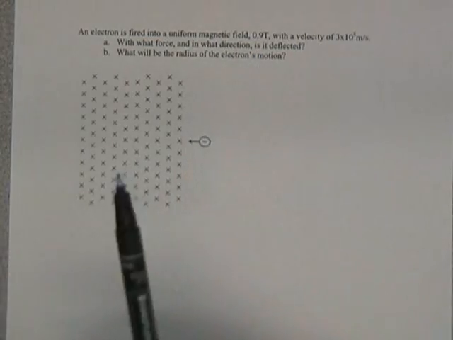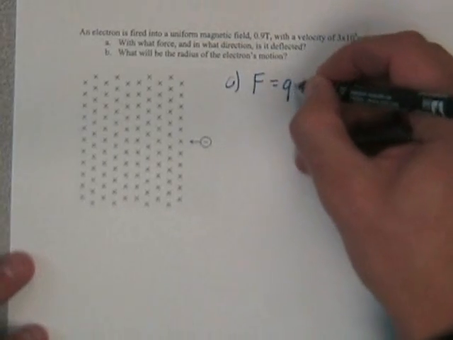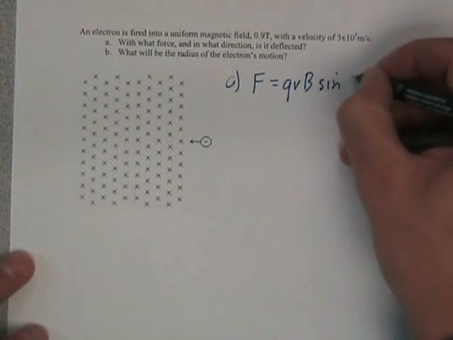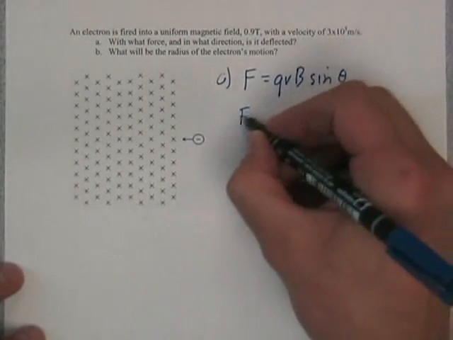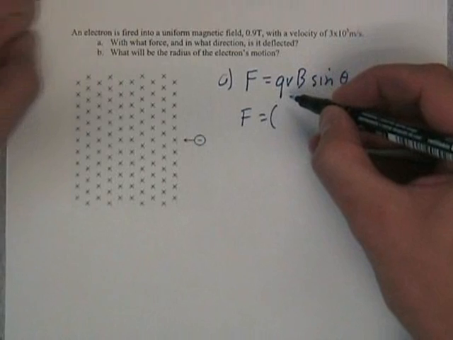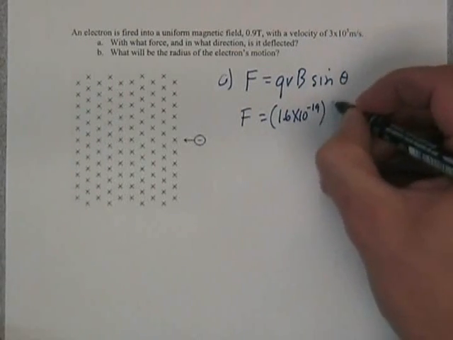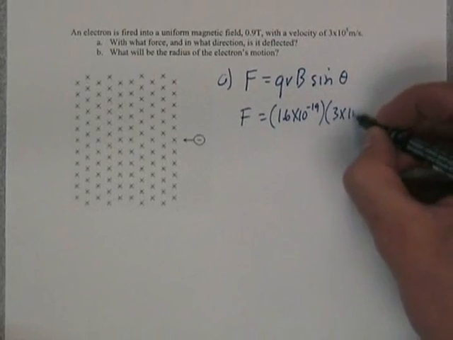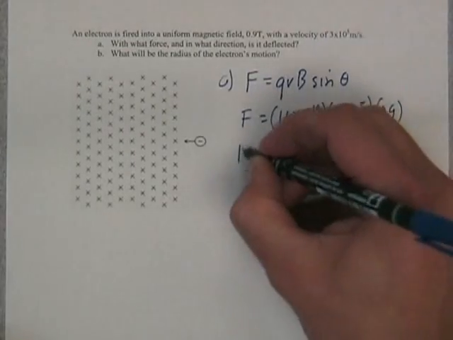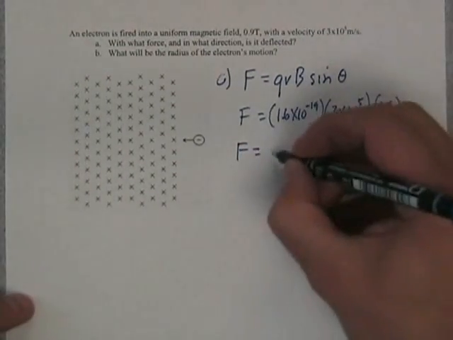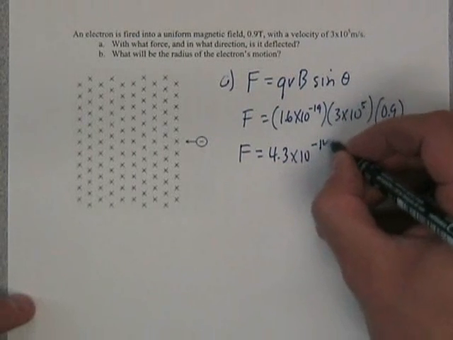Well, the direction we can take care of with our third right-hand rule, but the force, we have to use our formula, QVB sine theta. Sine of theta, it's moving in at right angles, so it's just QVB. Q, which is our charge, it's an electron, so that's 1.6 times 10 to the minus 19. Velocity, you're told it's 3 times 10 to the 5, and the magnetic field you're also told is 0.9. So the force that this thing is deflected with will be 4.3 times 10 to the minus 14 newtons.